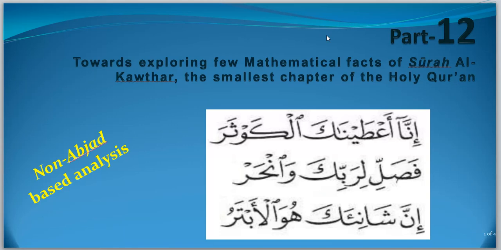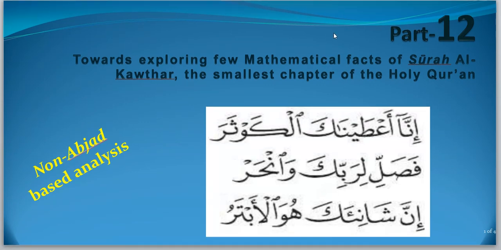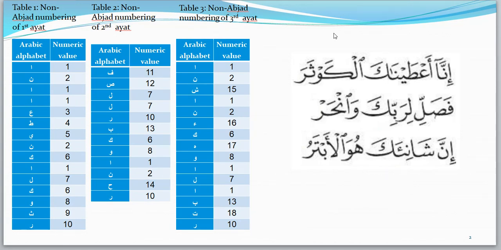the Holy Quran. We know that the Surah Al-Kawthar is Bismillahir Rahmanir Rahim. Inna a'atainaka al-kawthar fasalli li rabbika wanhar inna shani'aka huwal abtar. Inshallah, we shall conduct this presentation considering non-abjad based analysis. Let's move to the next slide. Here in table 1, 2, 3, the non-abjad numbering of the first, second, and third ayats are presented.